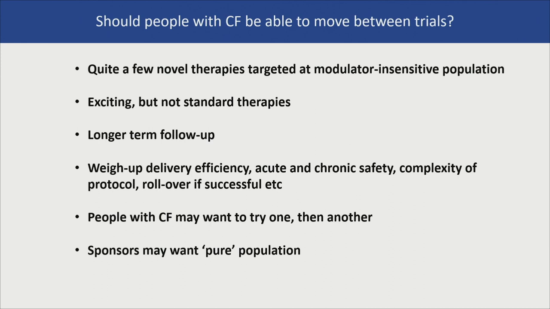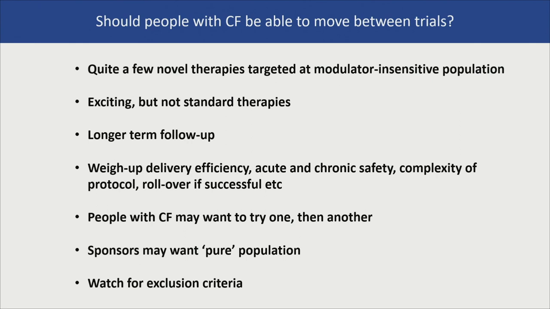And I wonder whether people with CF may want to try one of these fantastic therapies. If it works, fantastic, I'll stick with it. But if it doesn't work, maybe I want to try the next one. But the issue here is that the sponsors of these trials probably do want a pure population because they want to follow them through in terms of side effects, etc. And I just think there might be an issue about watching out for the exclusion criteria in these trials to allow CF people to be nimble in their choice of trials.